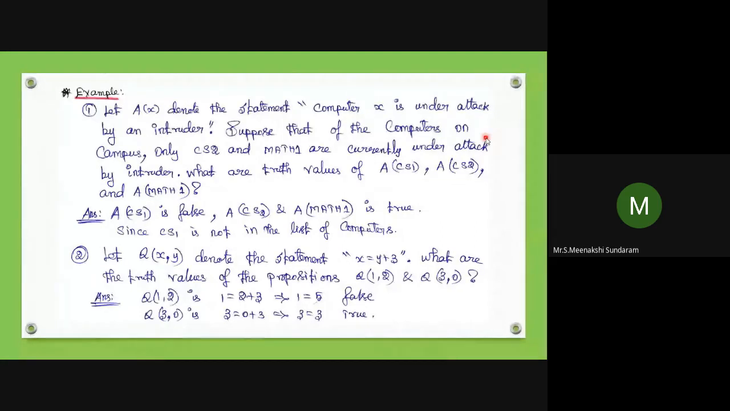So in the first statement, 1 is not equal to 5, so that is a false statement. Therefore, the truth value is false. In the second case, Q(3, 0), the truth value is true.